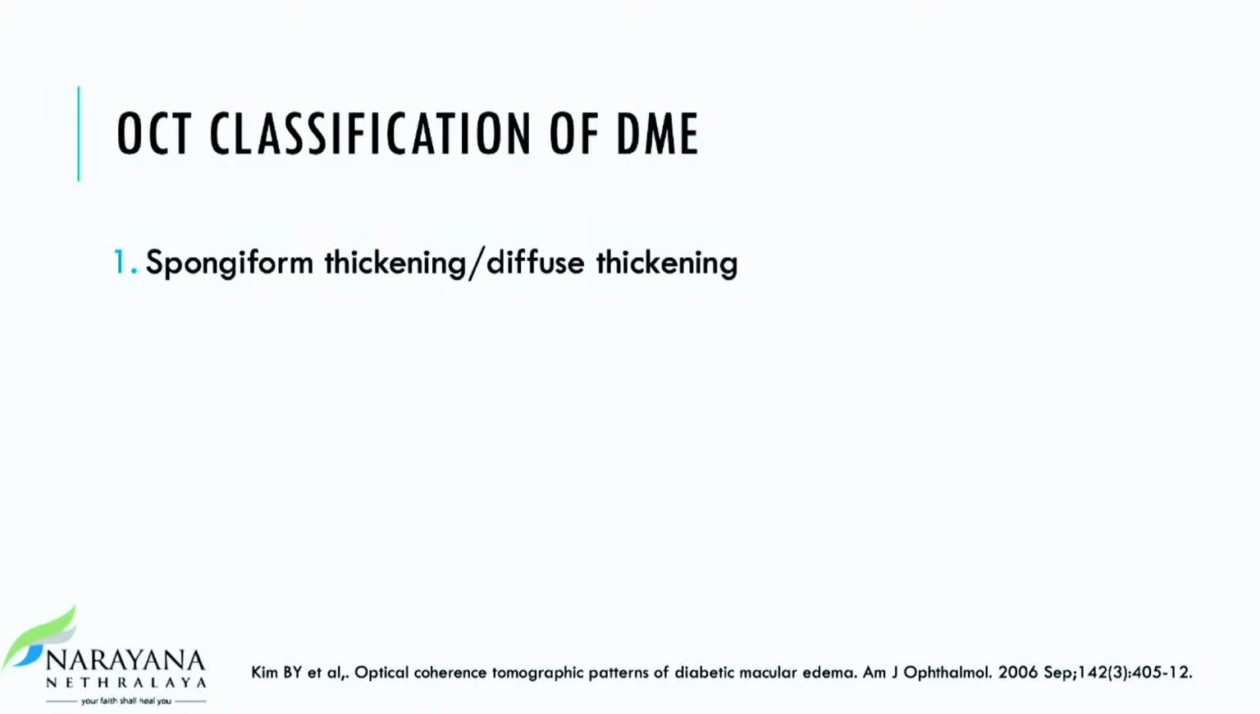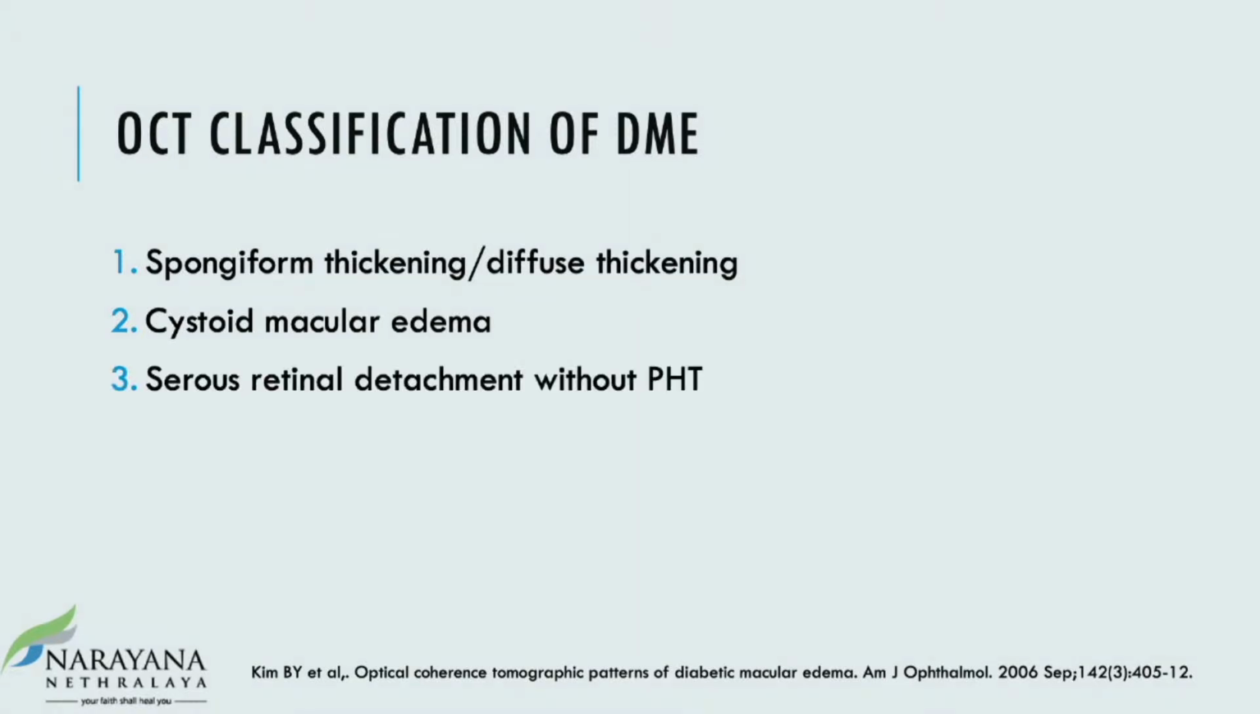So, you have the spongiform thickening or the diffuse thickening, you have the CME. Do you all know this classification? You have to know this classification. Okay, you have serous retinal detachment or an NST, you have VMT without any traction, but then you have also with the TRD as well. So, let us look at some images.